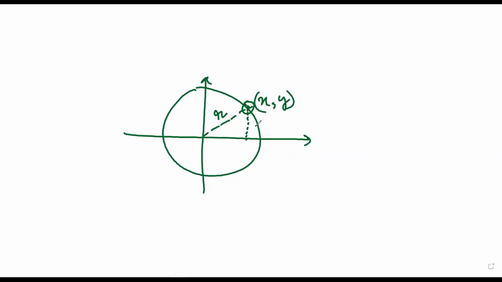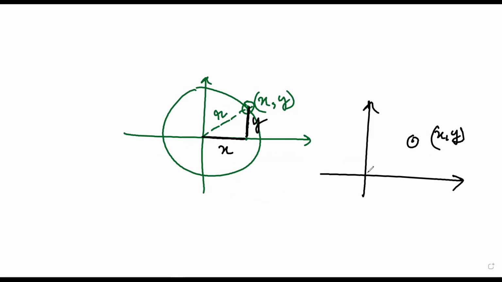Now, we know from basic coordinate geometry that this distance would be x and this distance would be y. Are we comfortable? See, this is the same as saying that in the coordinate system, if you take any random point x, y, then this is x and this is y. All I'm saying is that the coordinate system is the same. So this is the x-axis, this is the y-axis.